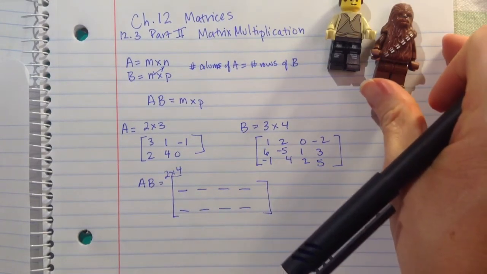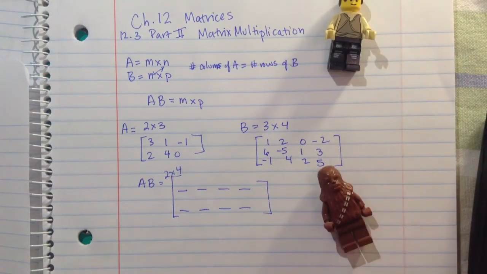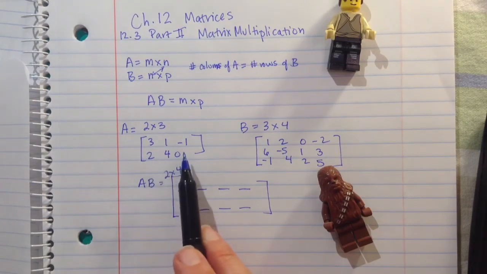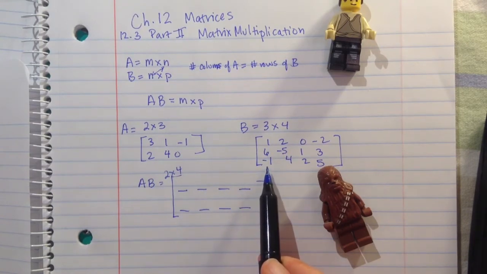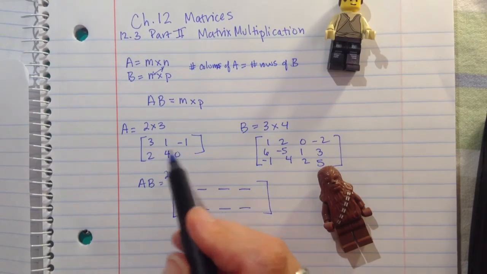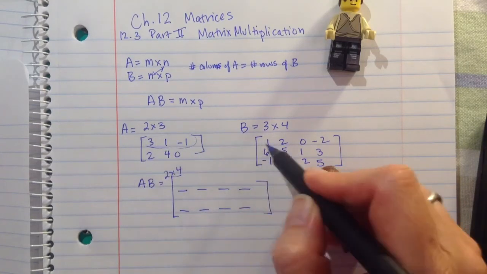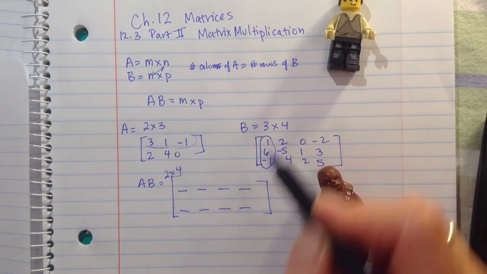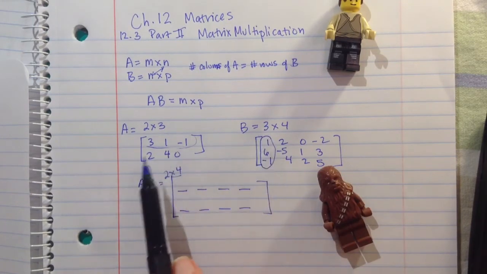Now this is the tricky part, so you want to pay attention, Chewy. All right, how you get each entry is you multiply the entries of the row of A by the entries of the column of B, and you add them together. So here we would do, for this first row, first column, we would take the first row of A and multiply each of those entries by an entry in the column of B. This is why it's important that the columns equal the rows. And then we add those up.